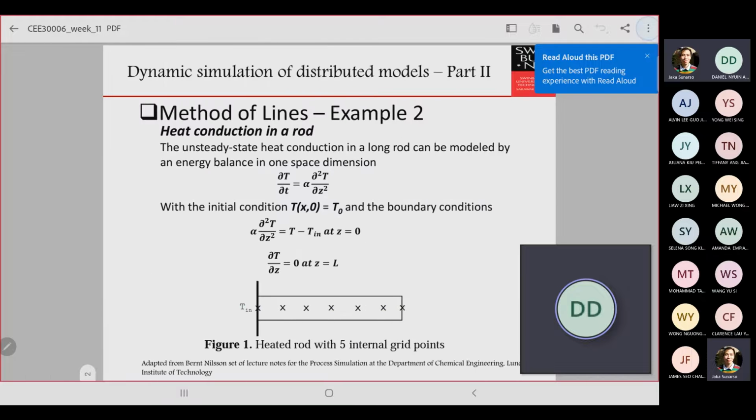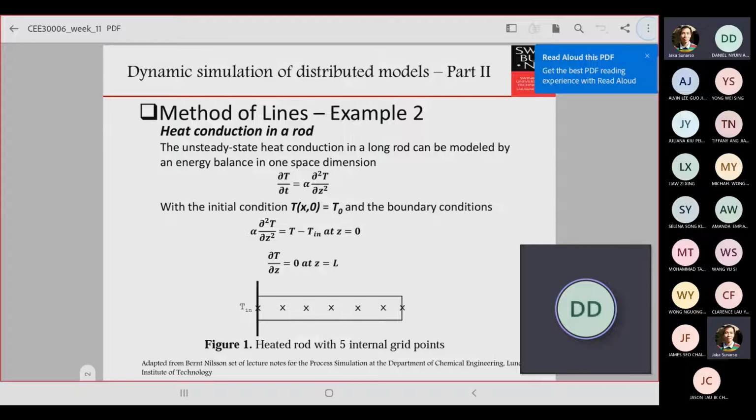So in this week 11, we continue our discussions on the method of lines, which is the solution of the dynamic distributed model, the transient distributed model. I'm sorry about the background sound, guys. My neighbor is doing some construction work, basically.